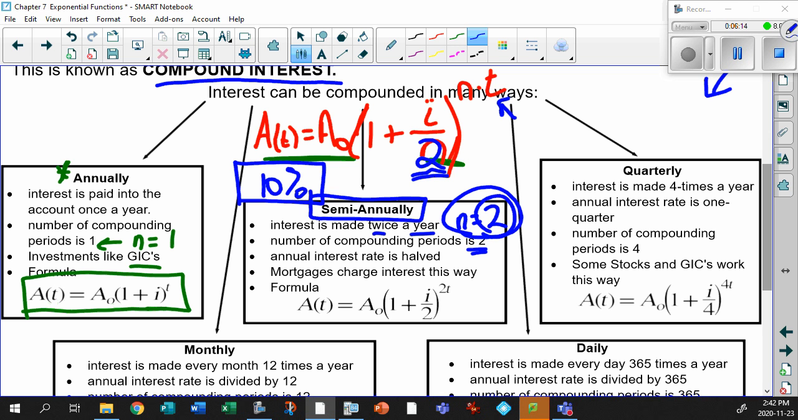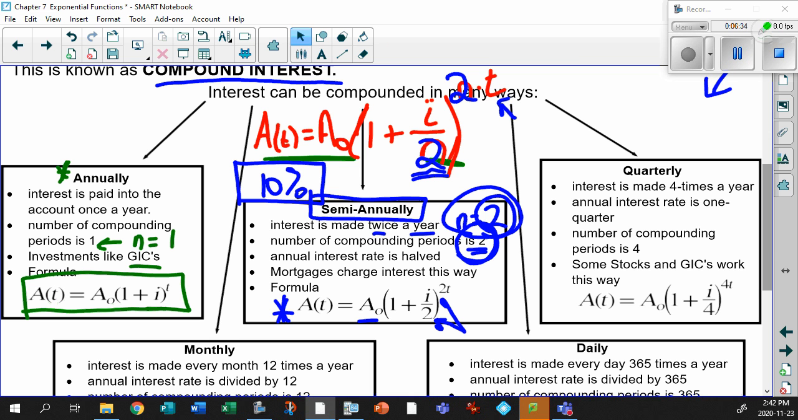If you invest it for 1 year, guess what? Because the compounding is semi-annual, it's 2 times whatever the time is. I know you're getting confused. Watch down here. Look, initial investment, there's your compounding periods. That's all you got to do, is take that 2 and put it in there.